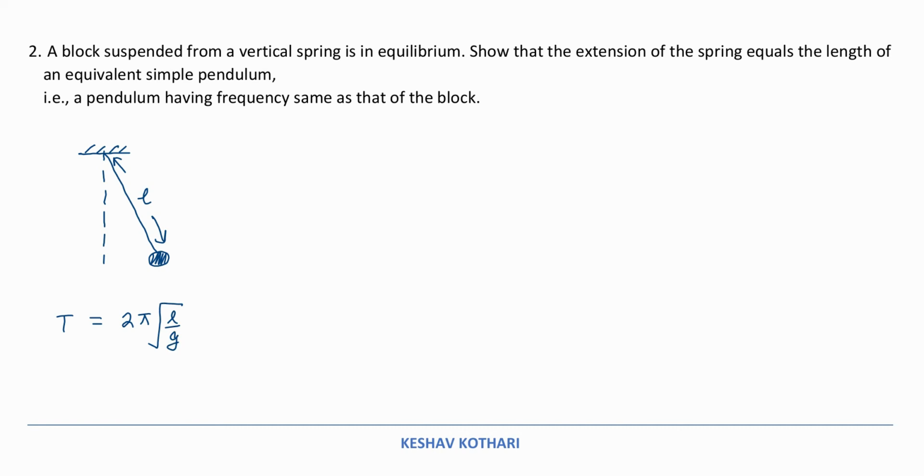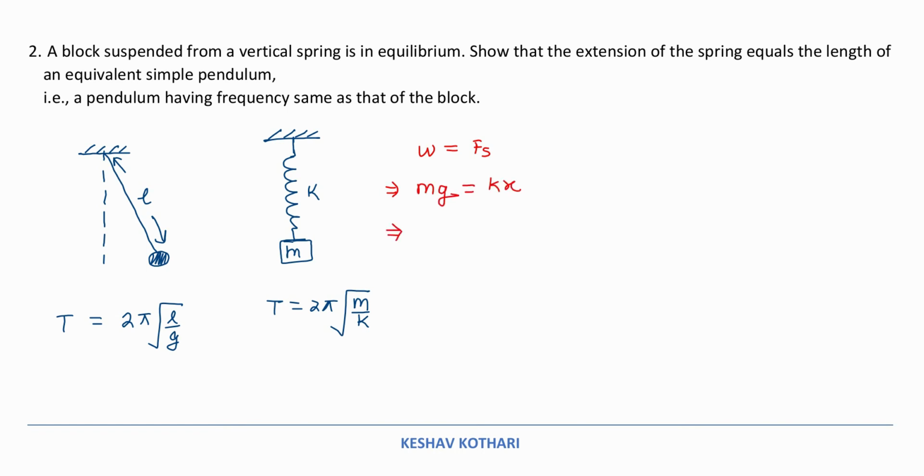And if I take a spring mass system, a spring having a spring constant k and mass m, then the time period is 2 pi root over m by k. So the problem is specifying a block suspended from a vertical spring in equilibrium. If it is in equilibrium, then the weight is balanced by the spring force. So the weight mg is balanced by spring force kx, where k is equal to mg by x.